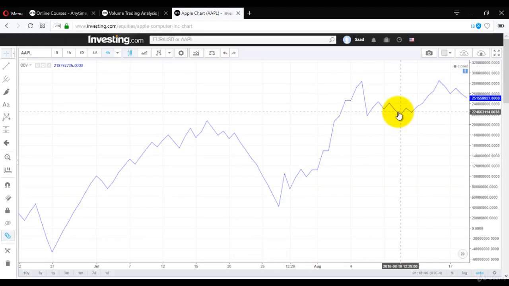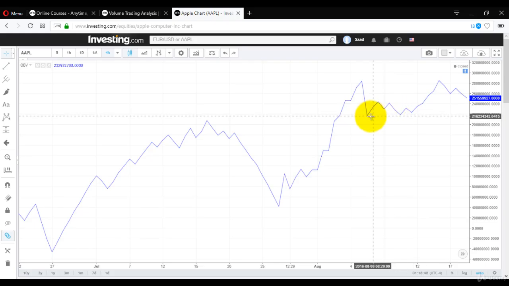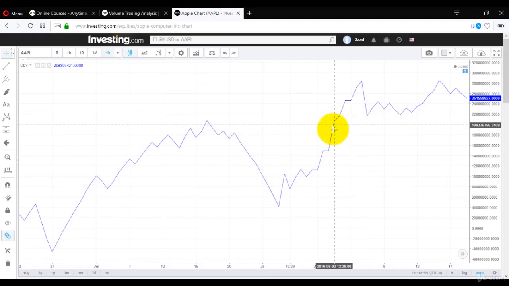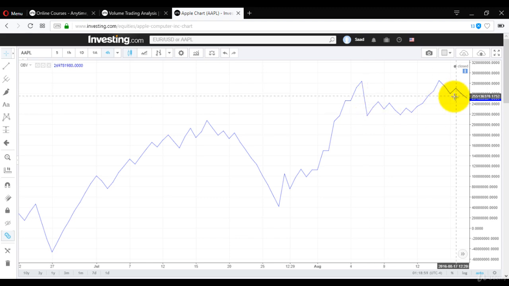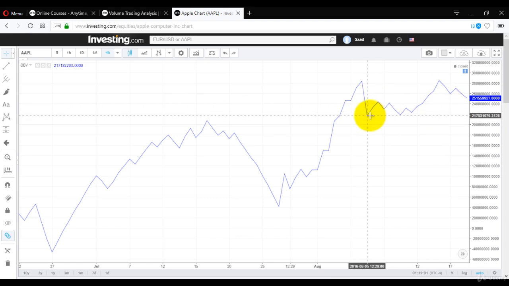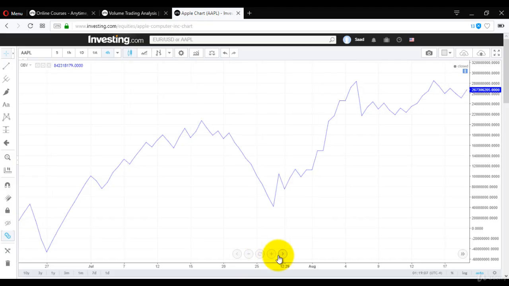Now, let me show you one thing. This low is our major low. Always remember this. Whenever a price or an OBV has risen up, the major low stands a few days before the current time. So these two are our major lows. If it breaks this, we will be selling it.